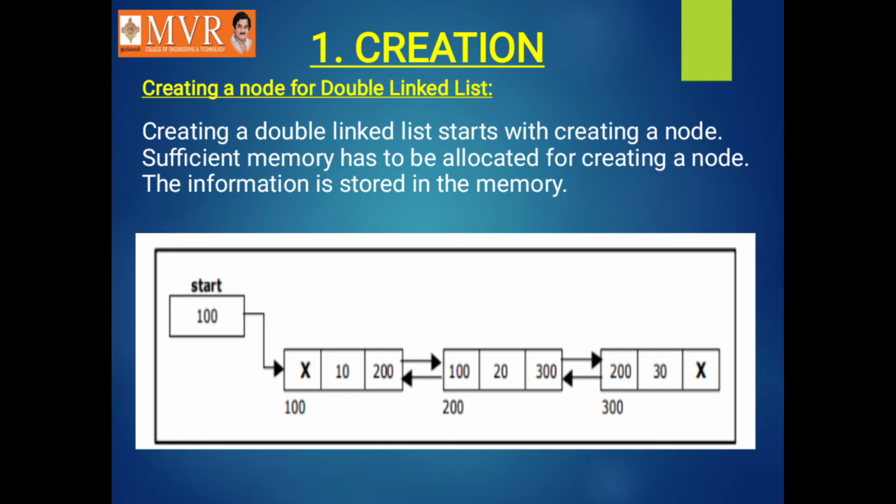See, creating a node for a double linked list. Here is a sample figure. Creating a double linked list starts with creating a node. Sufficient memory has to be allocated for creating a node. This information is stored in the memory. See, here is a sample linked list which demonstrates the creation of a double linked list.